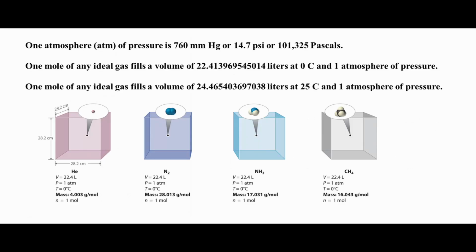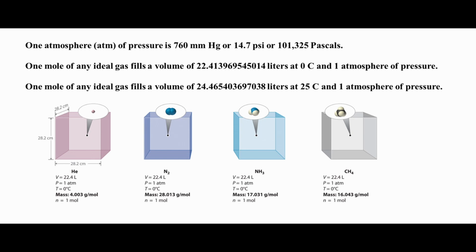1 atmosphere of pressure is 760 millimeters of mercury, or 14.7 psi, or 101,325 pascals. 1 mole of any ideal gas fills a volume of 22.414 liters at 0 degrees Celsius and 1 atmosphere of pressure. 1 mole of any ideal gas fills a volume of 24.465 liters at 25 degrees Celsius and 1 atmosphere of pressure.